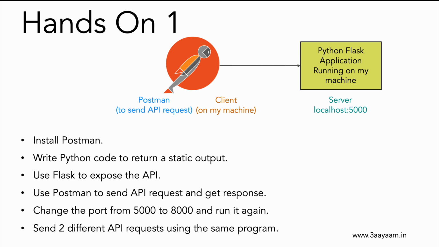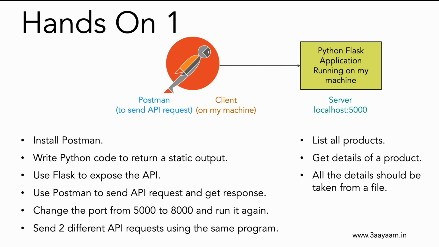So what are the steps that you have to do? You'll have to install Postman. Then I'll write the Python code to return a static output, and I'll use Flask to expose the API. The API would return the static output. I'll use Postman to send the API request and get the response. I can change the port from 5000 to 8000 and run it again. And at the end of it, I'll use two different APIs using the same program. So I'll be exposing two APIs using the same Python Flask application.